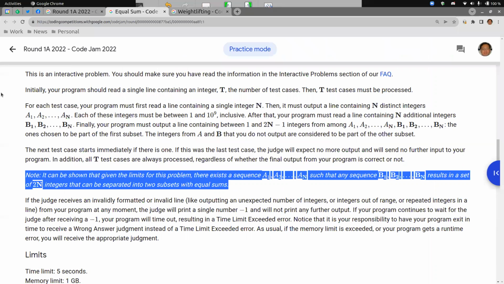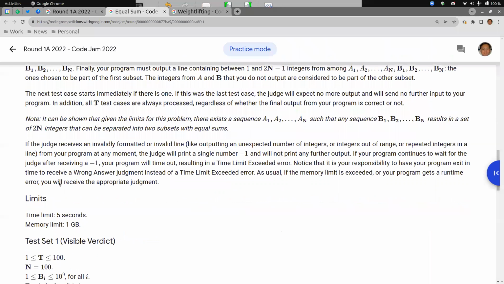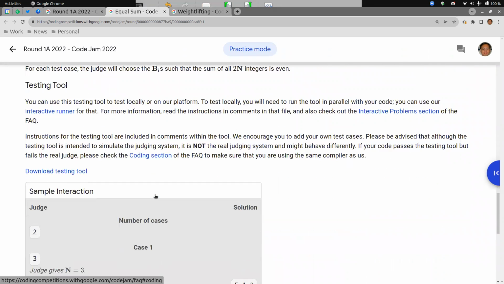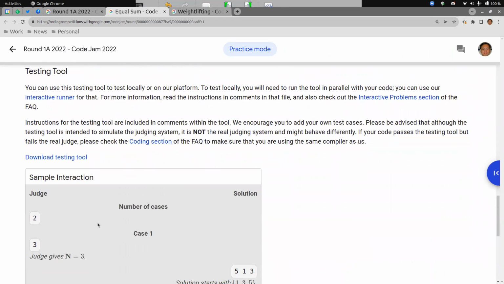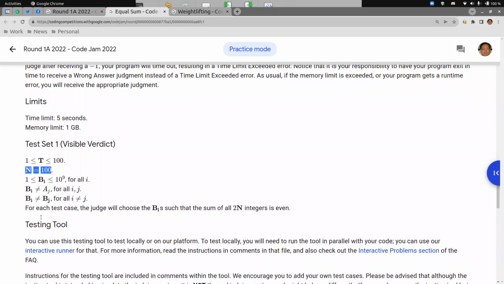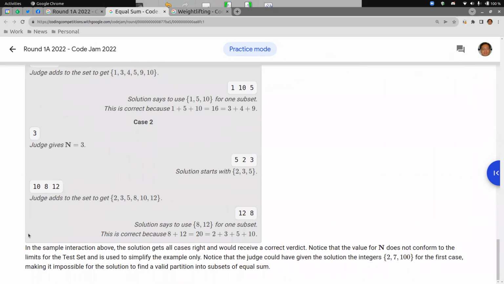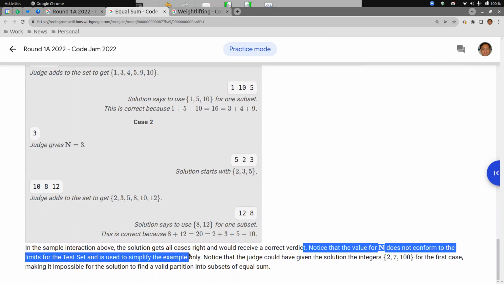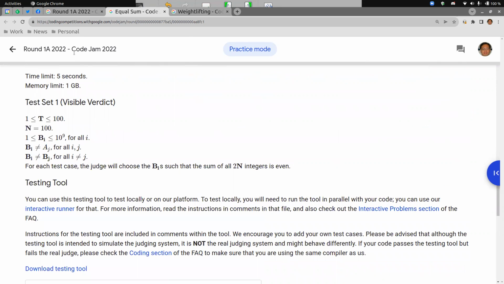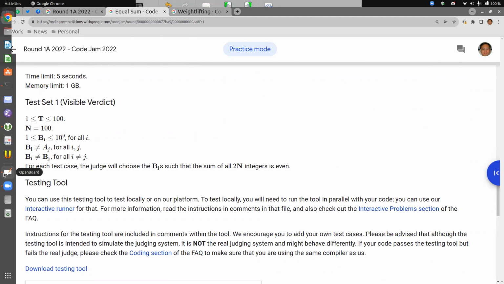Okay, let's read this problem again. They tell you that n is always 100. You cannot have smaller than that. Even though the sample interaction allows n equals 3, that's just for illustration. It says: notice that the value of n here does not conform to the limits of the test sets and is used to simplify the example only. So you will always be given 100. Okay, my bad. Thank you. Yeah, maybe I didn't say that.